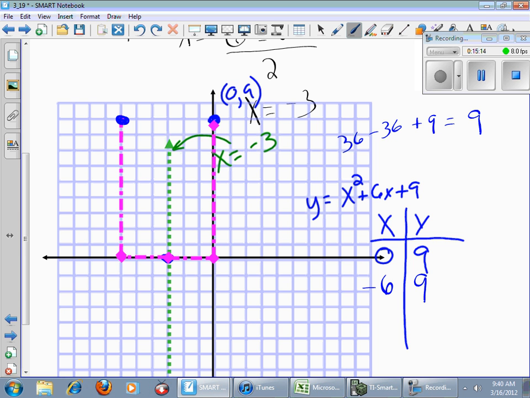Anyway, there we go. So I'm going to get rid of these purple things because they are not a part of the graph. It was just to demonstrate symmetry. Okay? And then I can draw my parabola. And there you go. It's that simple.